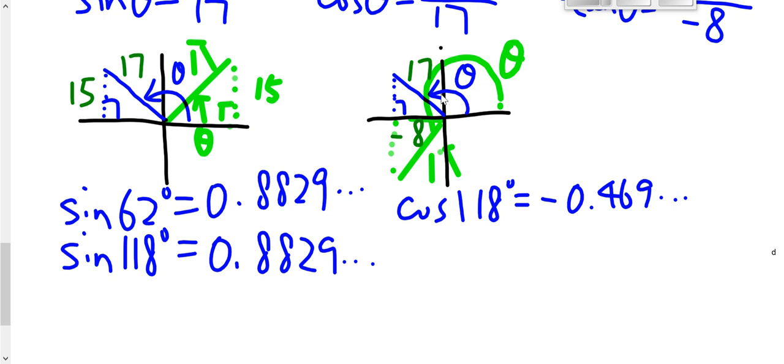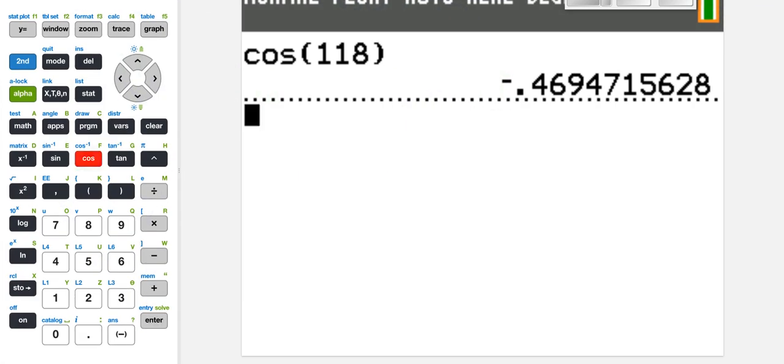Now if you look at this, 118 degrees means your reference angle is 180 minus 118, so this reference angle is 62 degrees. The reference angle for this green one is 62 degrees, but then what's the angle theta of this whole thing? 180 plus 62. That gives you 242 degrees. Now if you enter cos 242 in your graphing calculator, it gives you the same value.